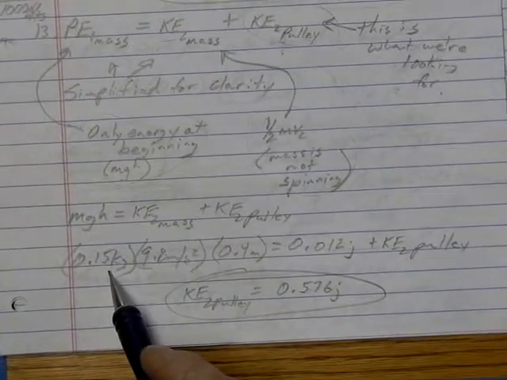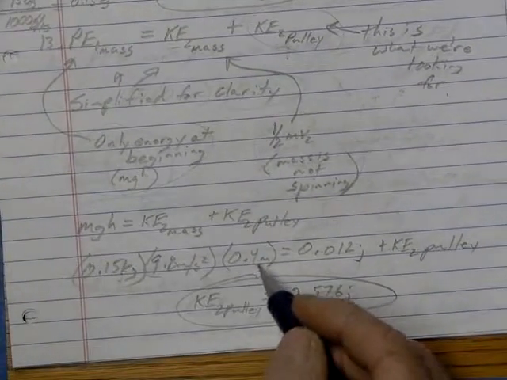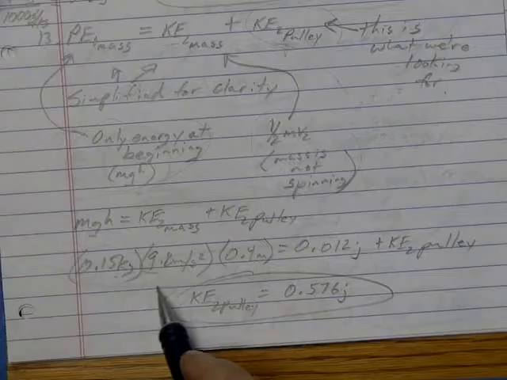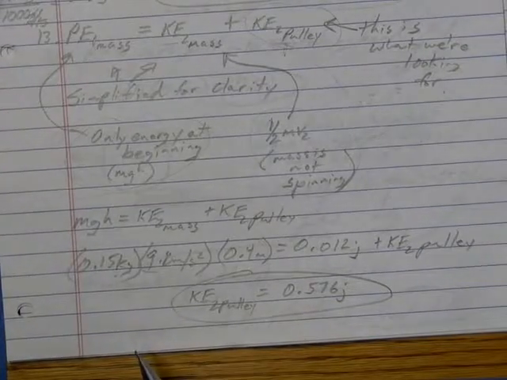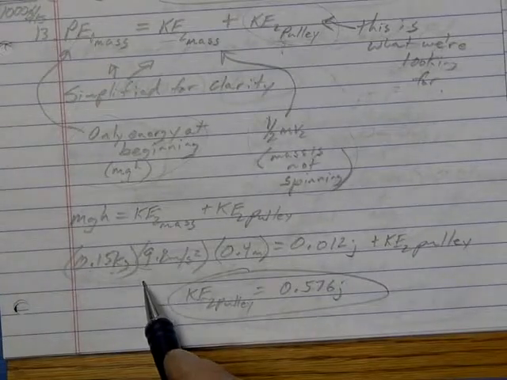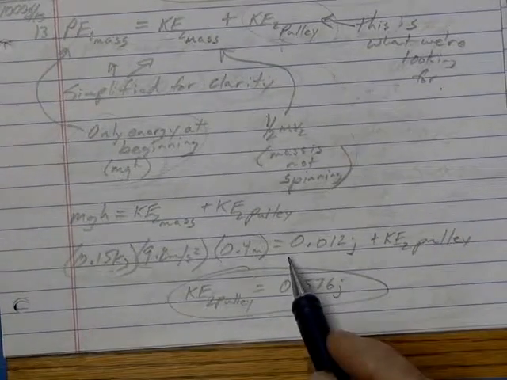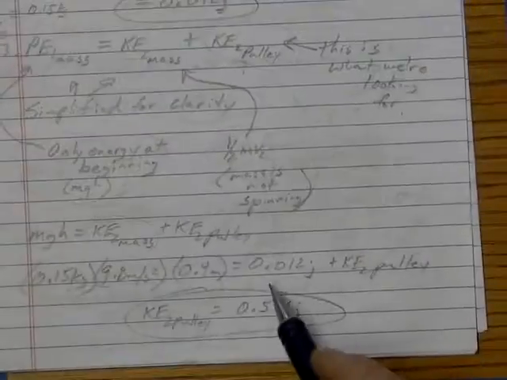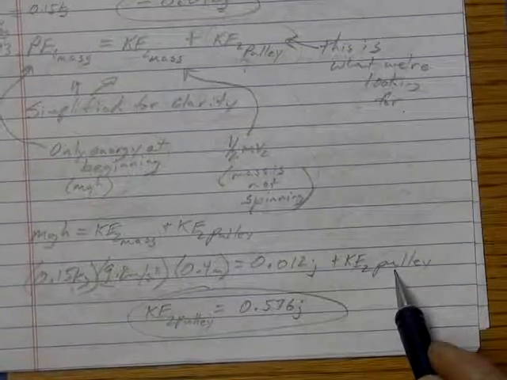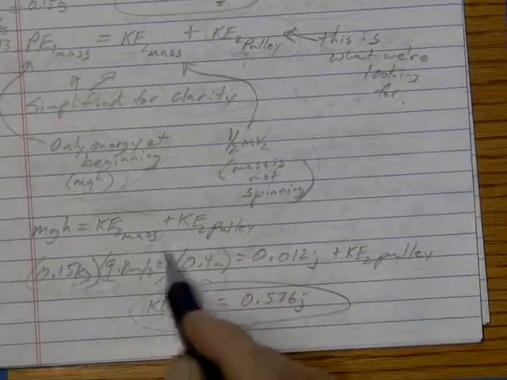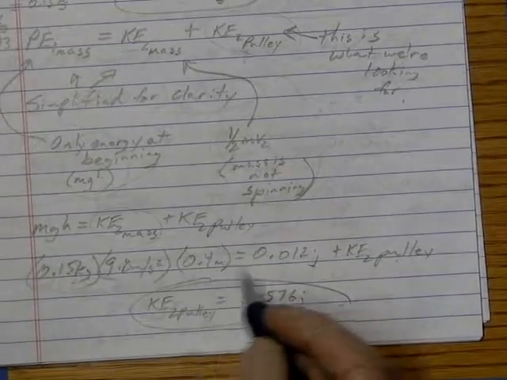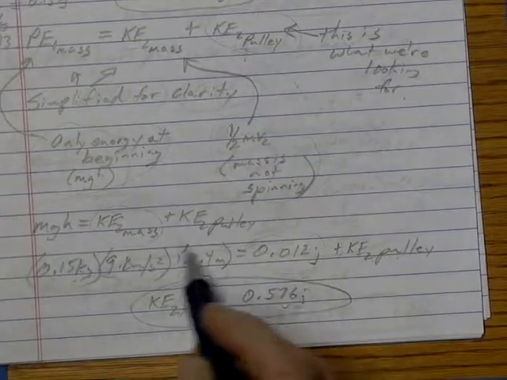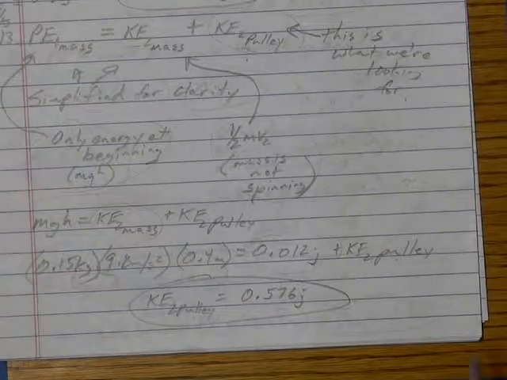mgh is 0.15 kilograms times 9.8 meters per second squared. That's g times the height, 0.4 meters. I didn't show it here, but I got some number of joules, and that equals the kinetic energy of the mass, what we figured out from the previous question, falling mass, plus the kinetic energy of the pulley. So whatever this number was, when I multiplied it all out, I then subtracted this from it, and that gave me KE2 of the pulley. This is a fairly simple thing to do algebraically. I don't feel like I need to show you that. Hope that's okay.